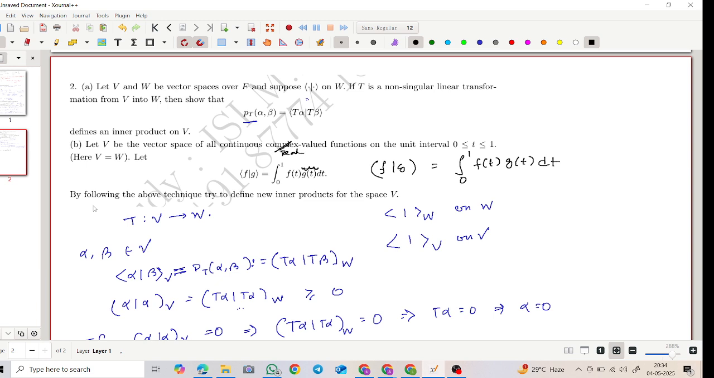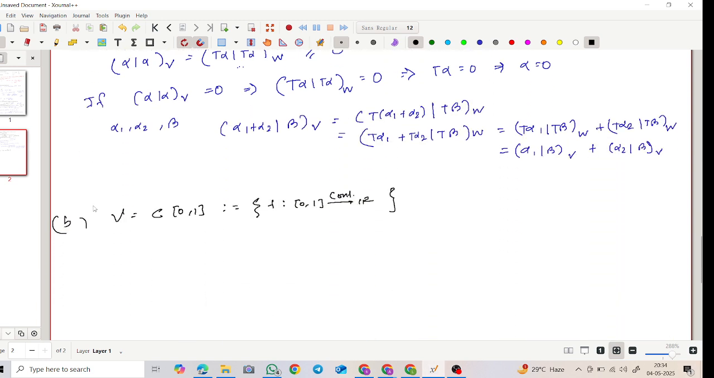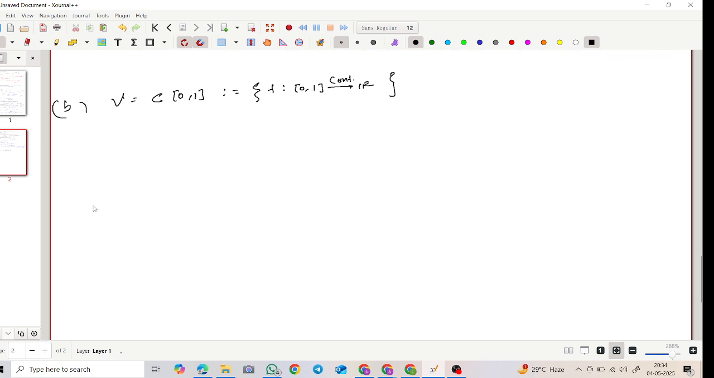Okay, so one way to check is just by hand. You can check it by hand. That is, you take f belongs to C[0,1], and take the integration from 0 to 1. What will be the inner product of f comma f? It will be the integral of f(t) squared dt, right?